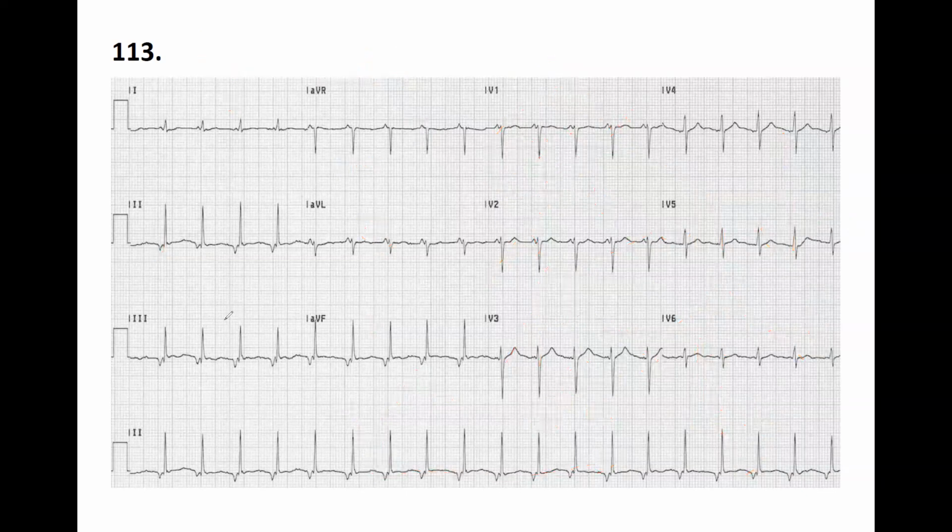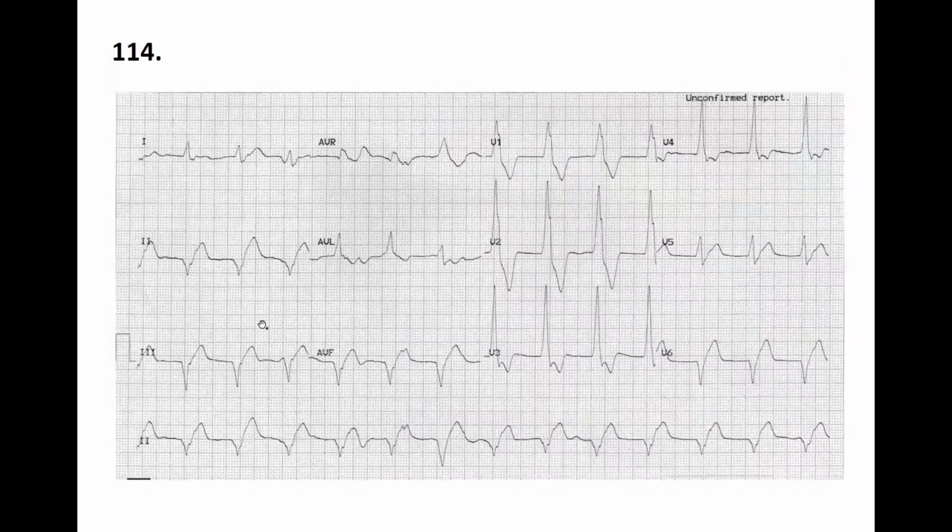All right, wait. 114. It's me. So it's rhythmic, and the heart rate is 300 divided by 4 blocks, so it's 75 heart beats per minute. Lead 1 is positive, AVF is negative. So we go to lead 2. Lead 2 is negative, I think. And AVR is positive, so it's between minus 60 and minus 90 degrees.